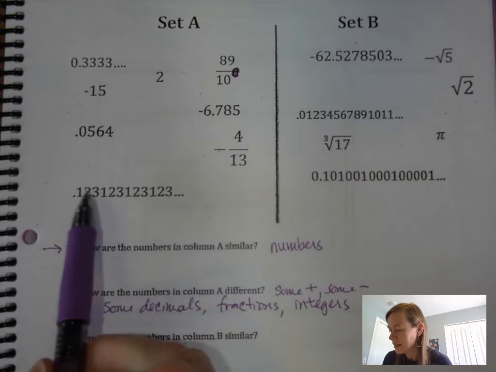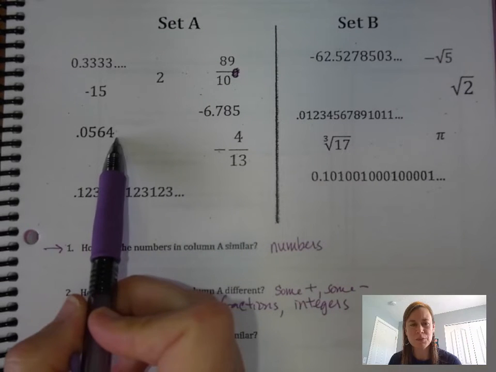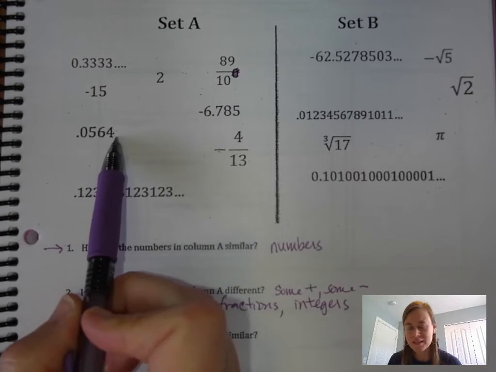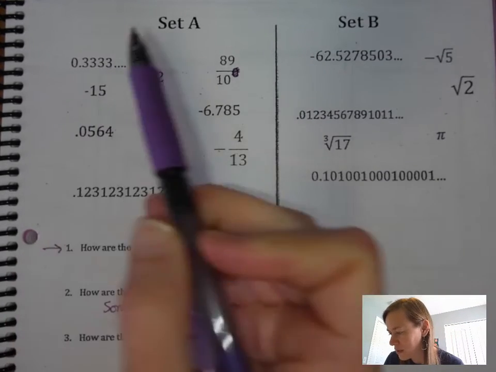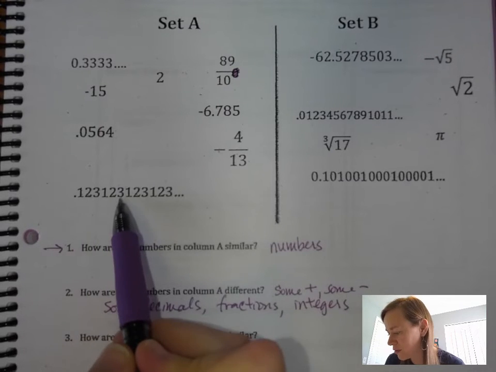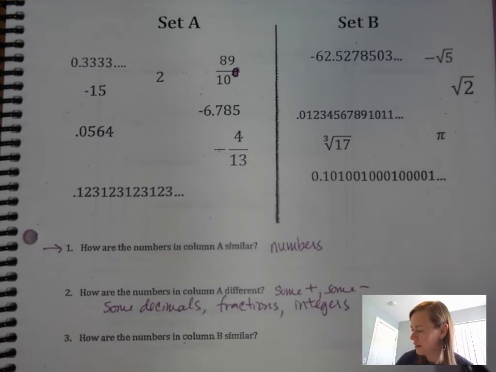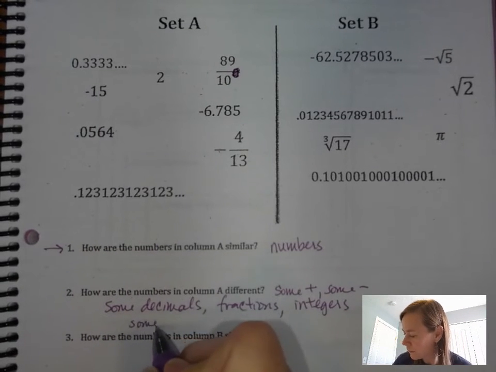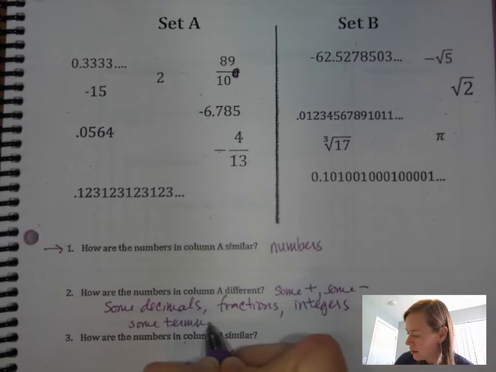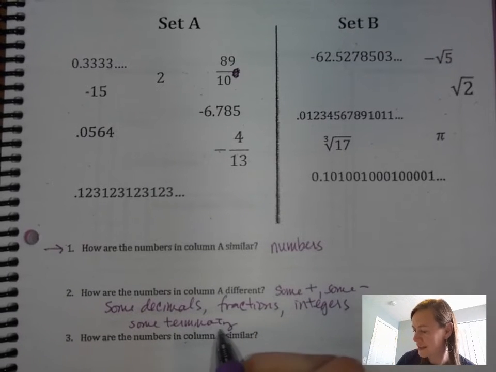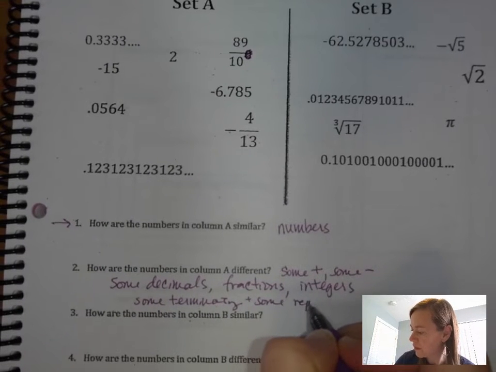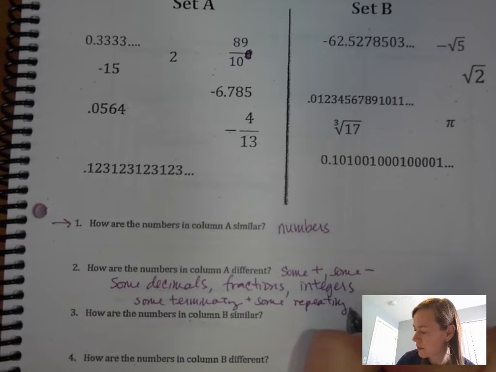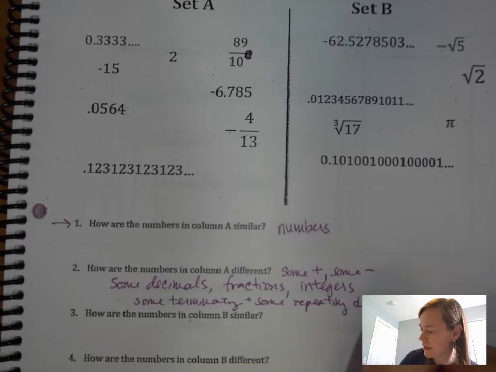Some of these decimals terminate. When we say a decimal terminates, what does that mean? It means they end. And others have a pattern that just goes forever. Like this is 3's repeating forever, and this is a 1, 2, 3, 1, 2, 3, 1, 2, 3 repeating forever. So some terminating, and that's supposed to say terminating, and some repeating decimals. All right, I think that's a pretty good list there.